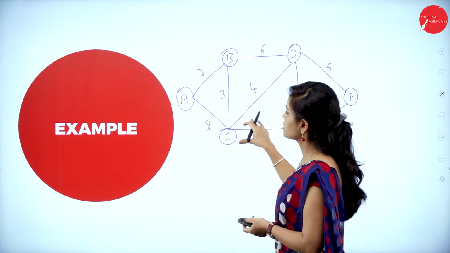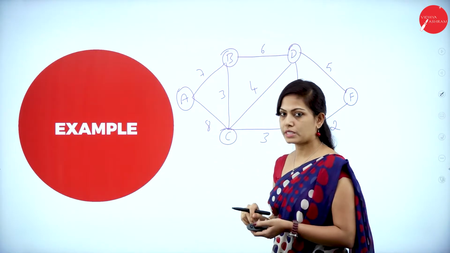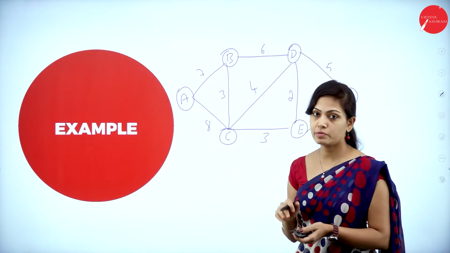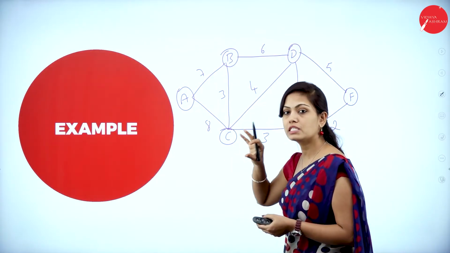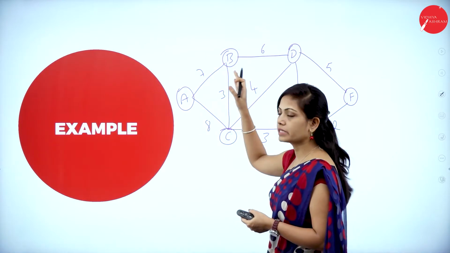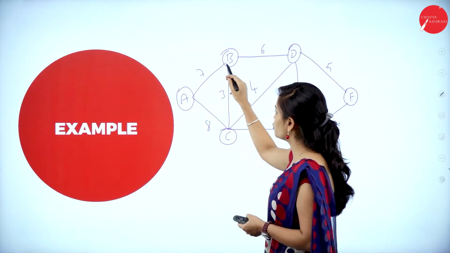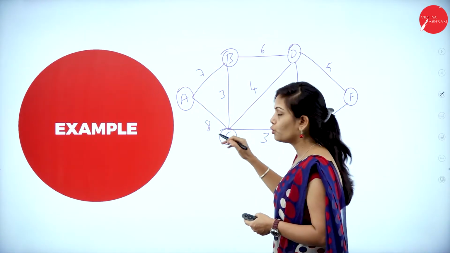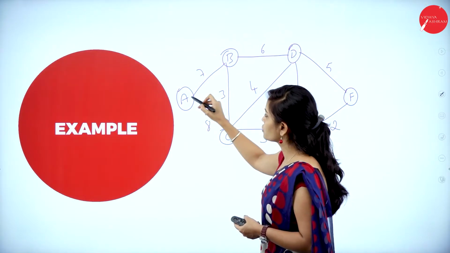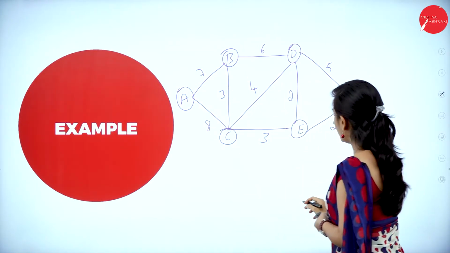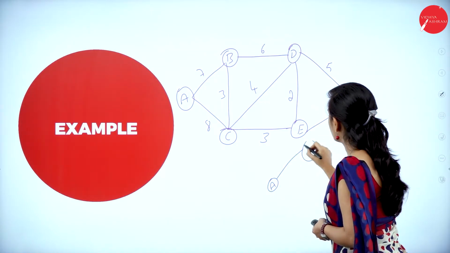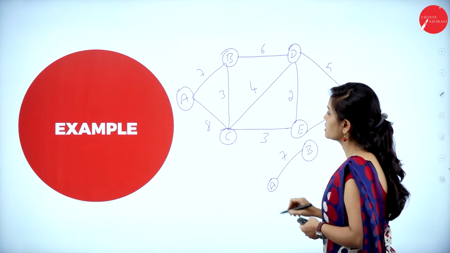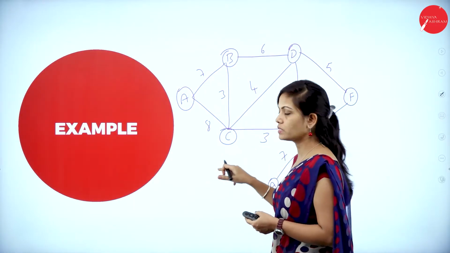By using this Prim's algorithm concept, I can draw a minimum spanning tree. Now, the first step is you have to choose the shortest path for connecting from one vertex to another vertex. A is connected to B and A is connected to C. Which is the shortest path here? A to B is the shortest path. I'll write it here. So, A to B is shortest among A to B and A to C.